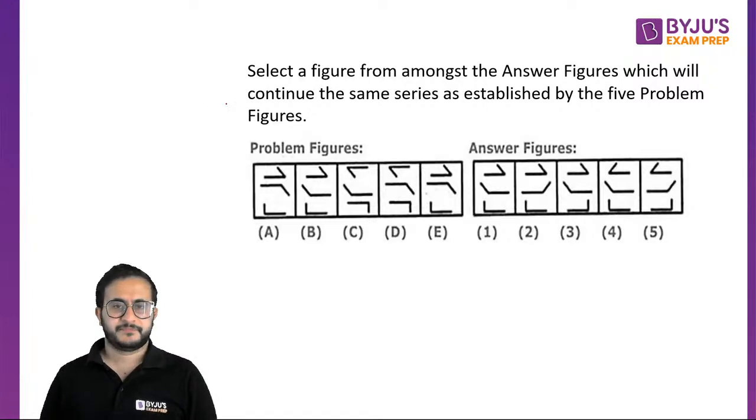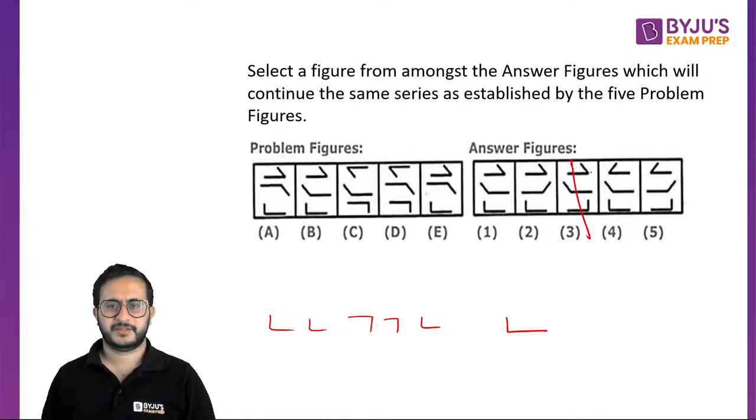So let us see this. If you see the bottom one, it is going like this, then opposite, then like this. So this should be like this. Okay, so this part is done. So you can eliminate these two options. 3 and 5 are not possible.